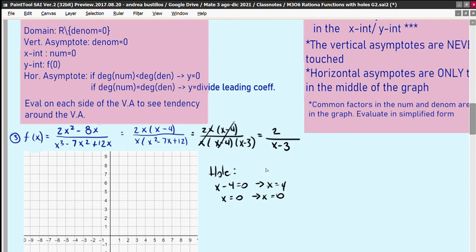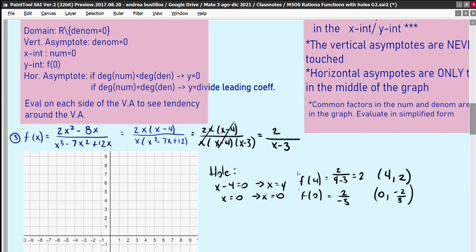So we're going to have those two holes. Remember that holes are holes in the graph. So I have to find those holes through which my function passes. To do that, I'm going to evaluate the simplified function in these values. So f of 4 is 2 over 4 minus 3. So this is 2. So one coordinate for a hole is 4, 2. For the other one, we have f evaluated in 0. This is 2 over minus 3. So the other coordinate is 0, minus 2/3.